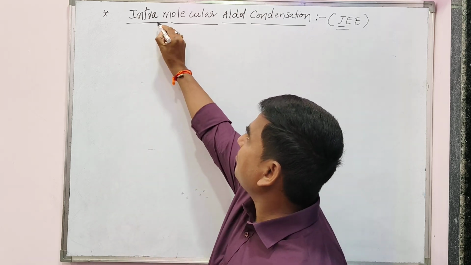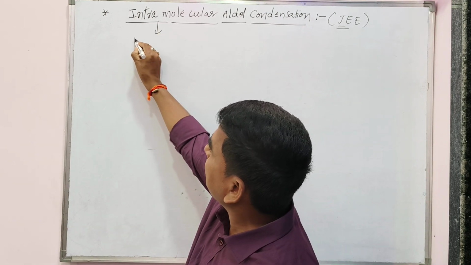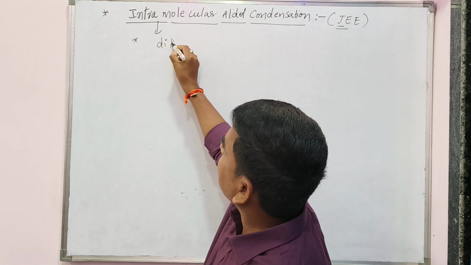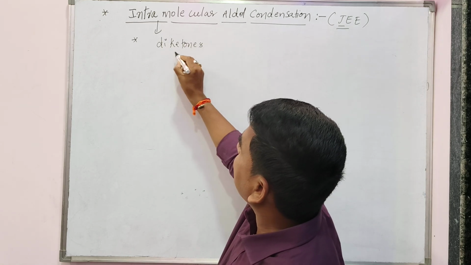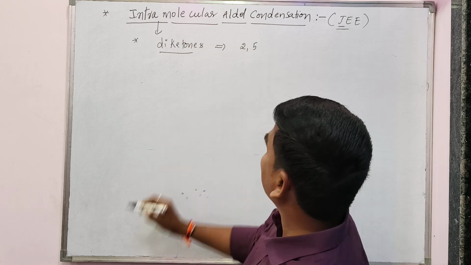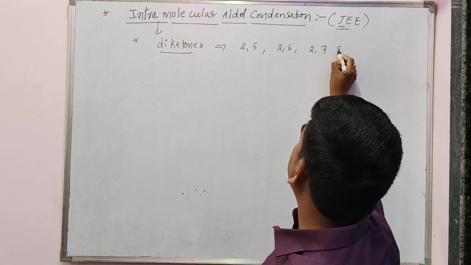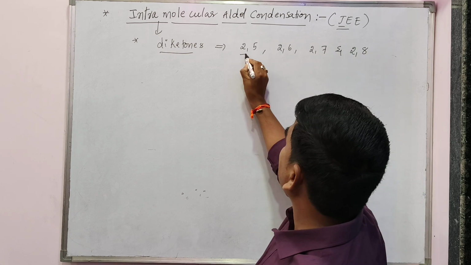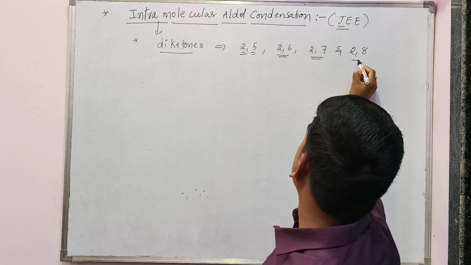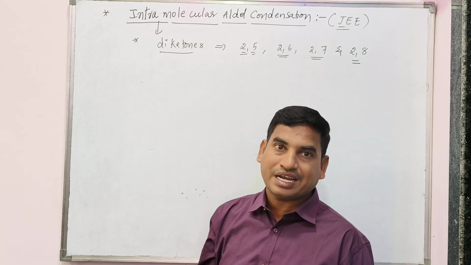Right. So intra means within the molecule, right? Which molecules give this type of reaction? Diketones. The molecule contains two keto groups, and the positions should be 2,5, 2,6, 2,7 and 2,8. So molecules containing keto groups at 2,5, 2,6, 2,7 and 2,8 positions give intramolecular aldol condensation reactions, right?